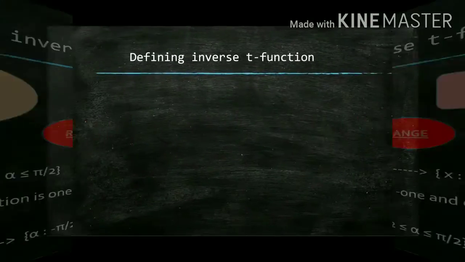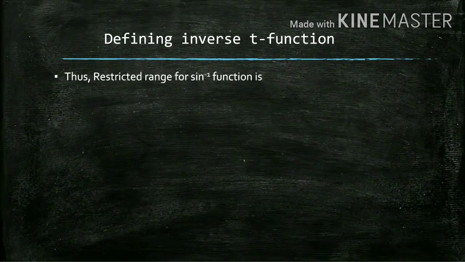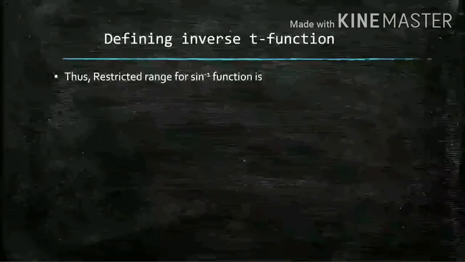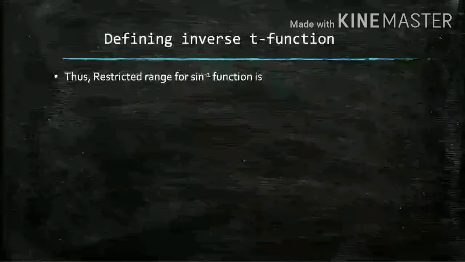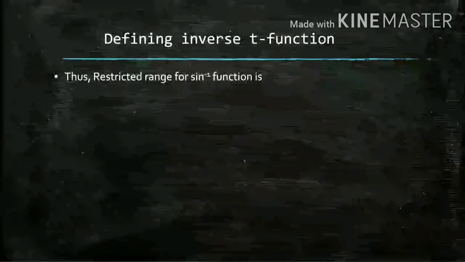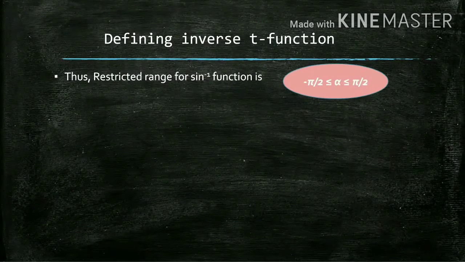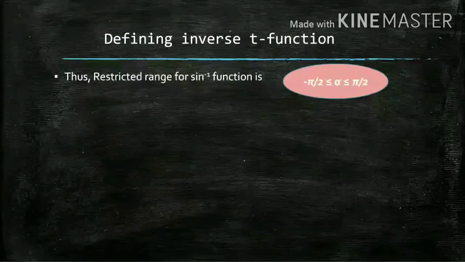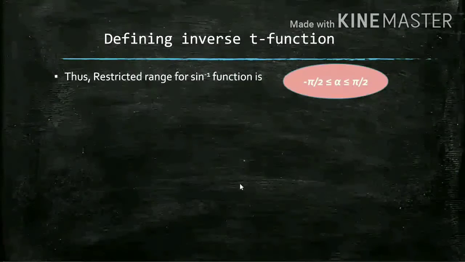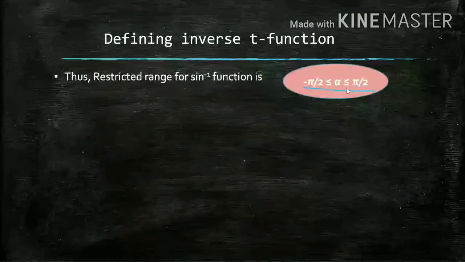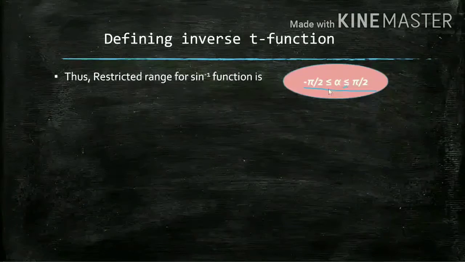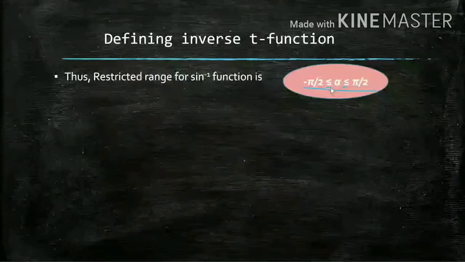So now, what are we gonna do? The restricted range. Now we will not say the range, we will say the restricted range. We have just restricted it. So the sine inverse function would be from minus pi by 2 to pi by 2, basically a closed interval. That means the end points are also included. Pi by 2 and minus pi by 2 it can take as values.